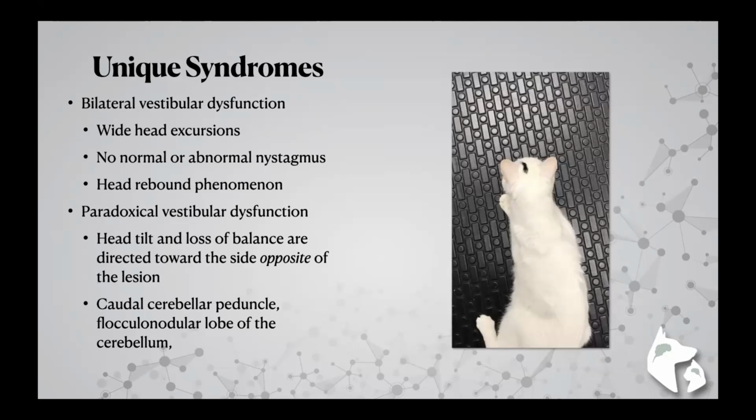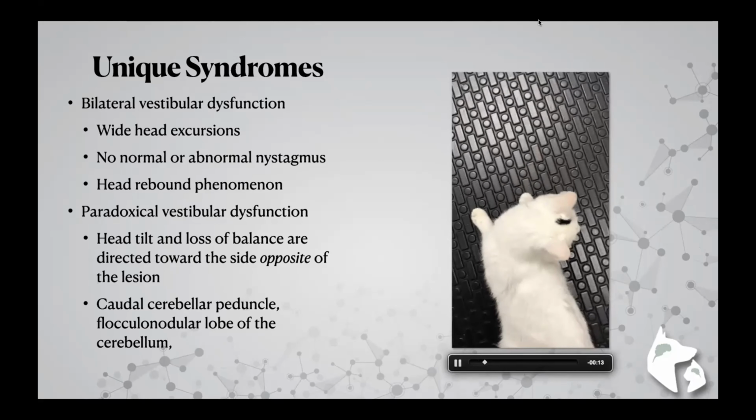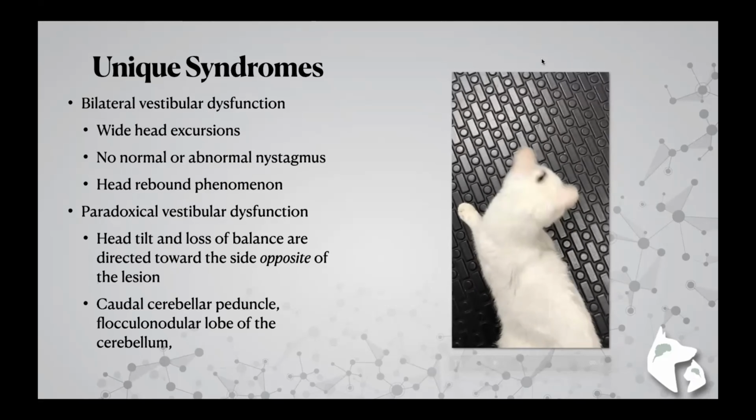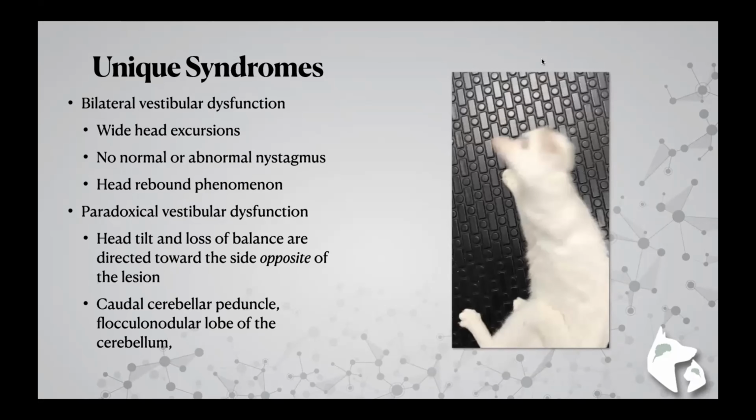So some unique syndromes here. We can have bilateral vestibular dysfunction if both ears are not functioning. Animals will have these very, very wide head excursions. So we kind of joke and call them the Stevie Wonder. They'll just be extending their head really far from one side to the other. And in this video, you can see this cat doing that. You can see how he's moving his head to the right, and then will swing it very far to the left, and then goes back and forth.